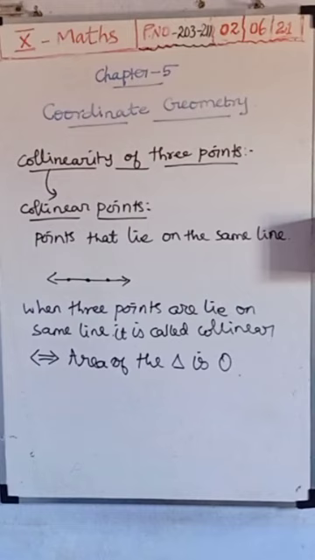The remaining formulas you learned in 9th standard itself: distance between 2 points, midpoint of the line segment, then the section formula, internal division, external division, then centroid of the triangle. Now here we will see only the area of the triangle and collinearity of 3 points. Then in the next class we will see some other formulas. Okay, using these two formulas we will solve the exercise problems. Okay, what is that? You see.